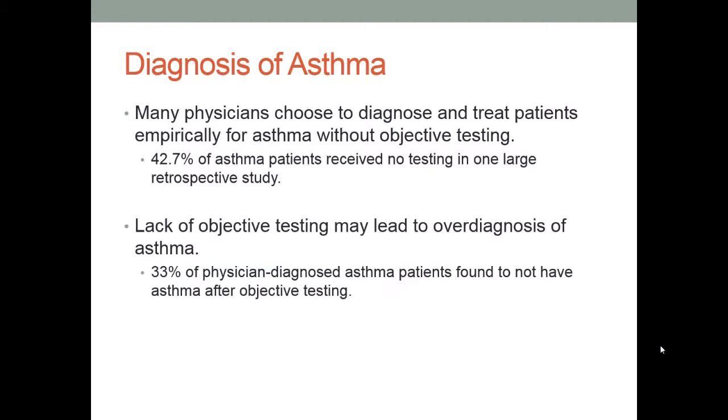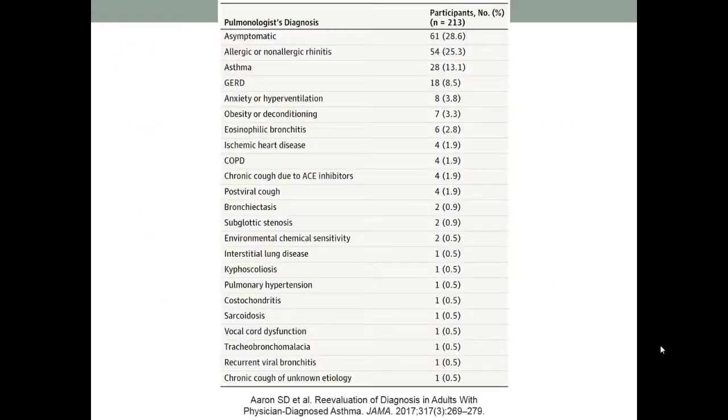We also have data showing that lack of objective testing can lead to an overdiagnosis of asthma. Another study in Canada showed that 33% of physician-diagnosed asthma patients actually did not have asthma after they underwent pulmonary function testing. This table is from that same study, published in JAMA earlier this year. And this is all the patients that underwent face-to-face pulmonologist visits.